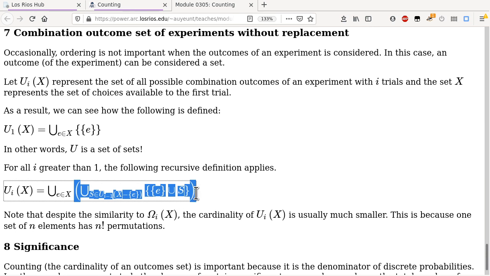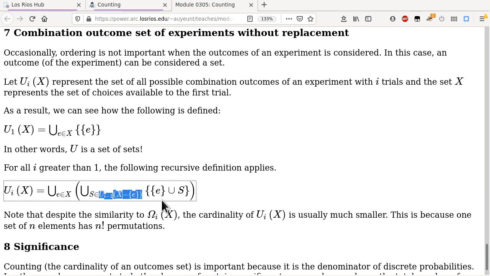Now, this expression looks really gigantic and really complex, but once we figure out what the set S really is, then it's not going to be that complicated. So we focus on what U_{i-1} of x minus e in braces is. What does that mean? We have to understand the meaning and not just look at the symbols and try to memorize them.